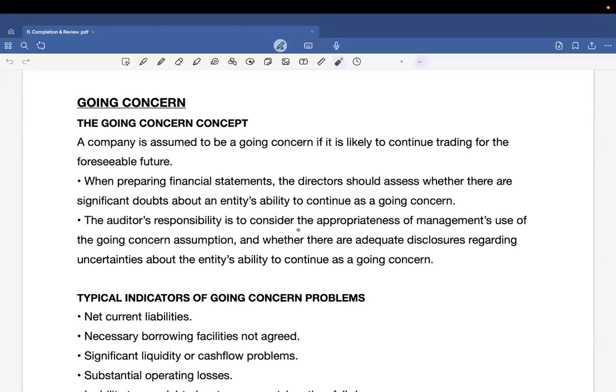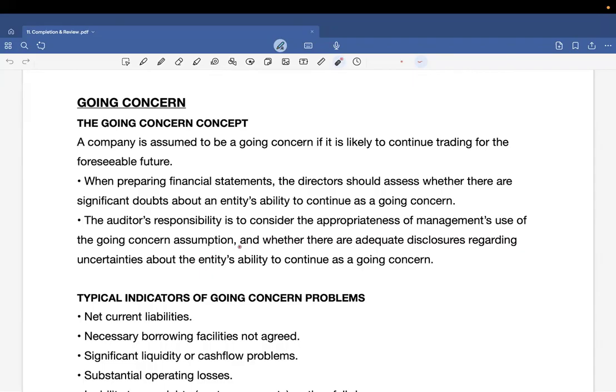As an auditor, you are to consider whether the management has correctly applied the going concern concept. It might be that your client company is not doing very well. There is a going concern issue, but still the client company has been telling you the company is fine. Then it could go wrong.